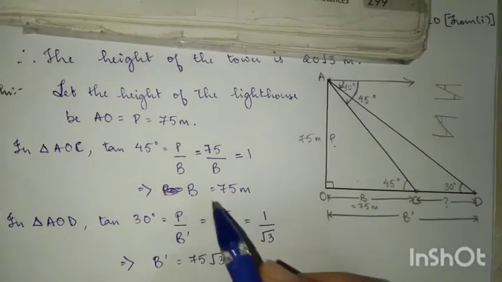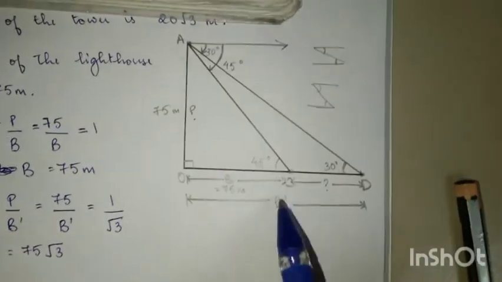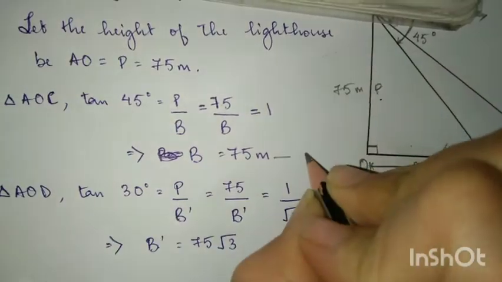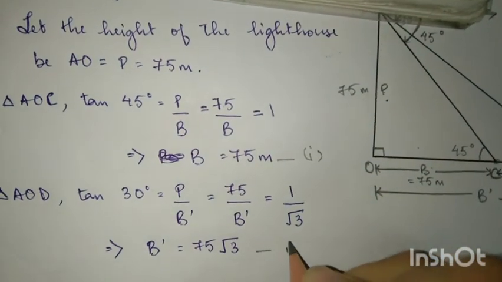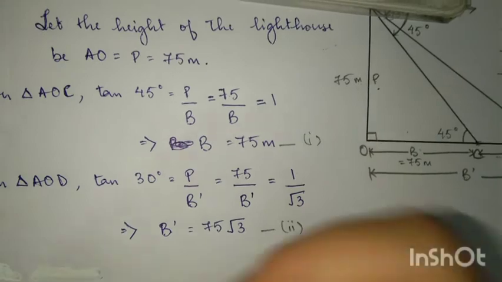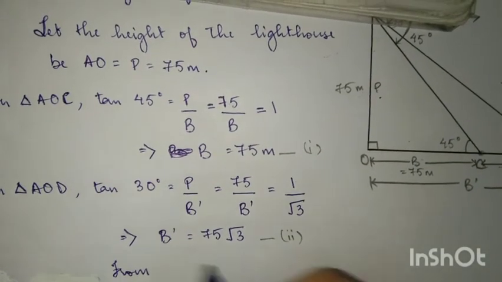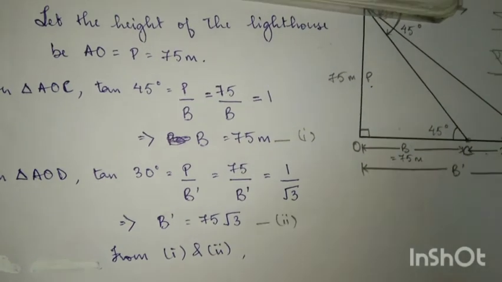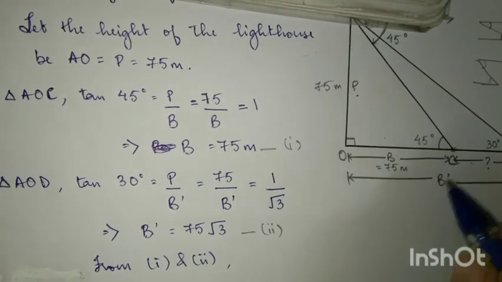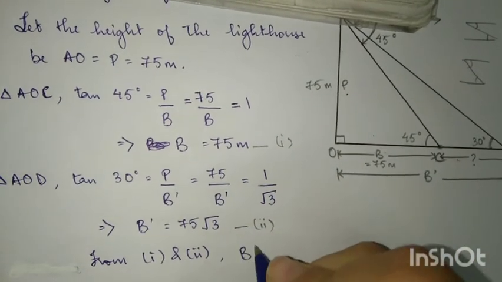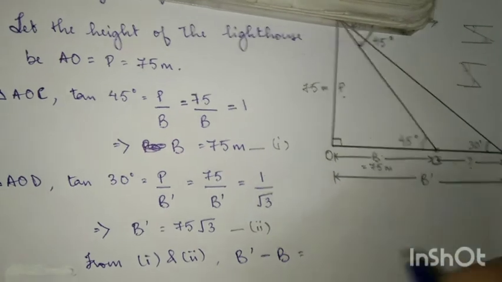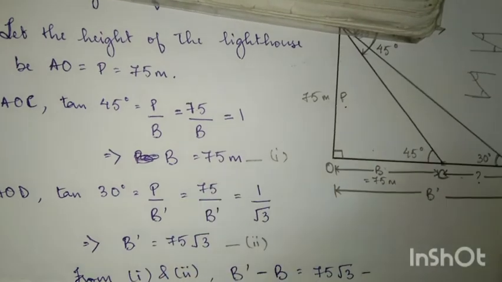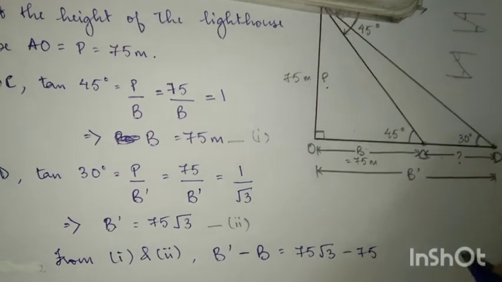Now, we are going to name these two. Let's call this equation 1, let's call this equation 2, and we want the difference, B dash minus B. So from 1 and 2, B dash minus B will be equal to B dash, which is 75 root 3, minus B, which is 75. So 75 root 3 minus 75.